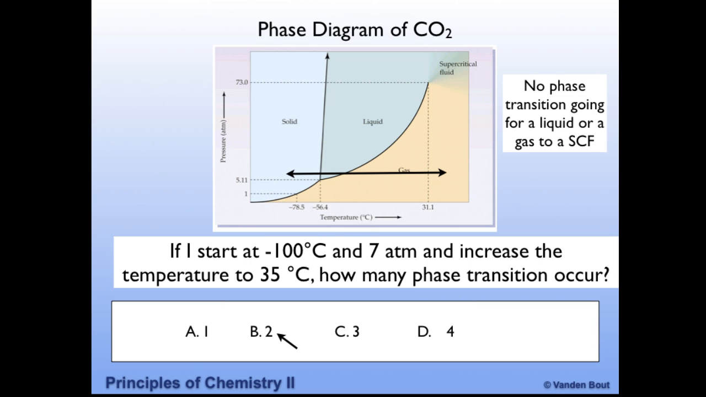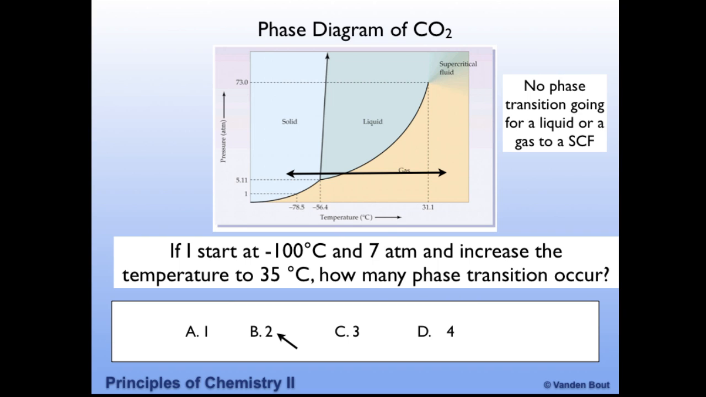Here I have 2. Because first I start out in the solid, I move over at around minus 56 or something like that, I melt and turn into a liquid, and then, right around it looks like maybe minus 20 or something like that, it will boil and go from a liquid to a gas. And note, even though I'm going up above the critical temperature, we're not saying there's a phase transition between the gas and the supercritical fluid, because those changes are continuous. I don't notice a difference.